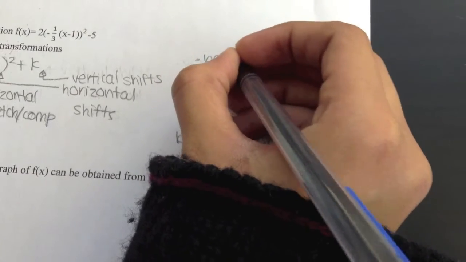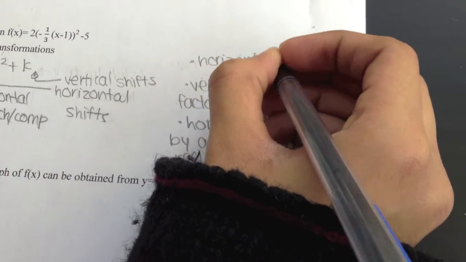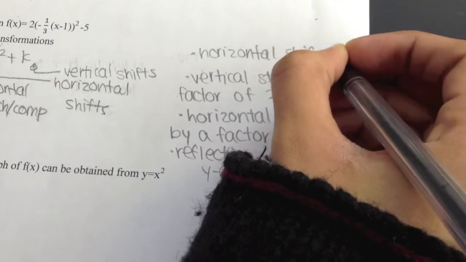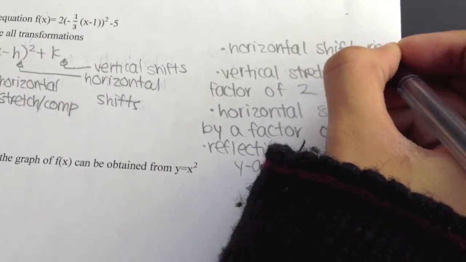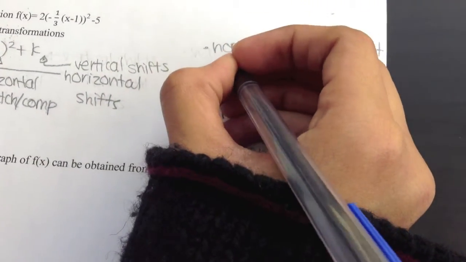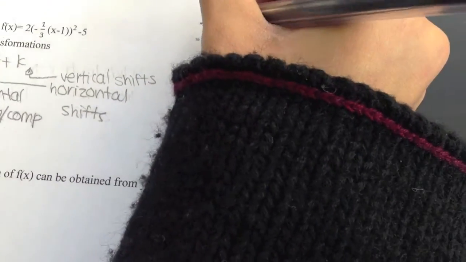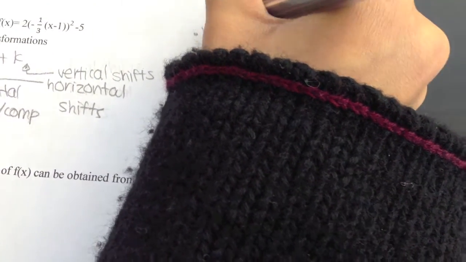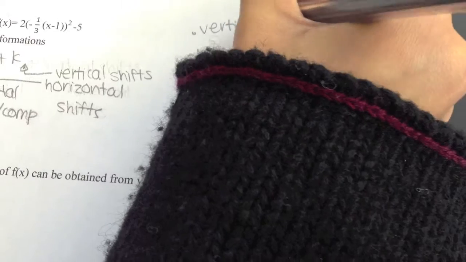Horizontal shift right 1. And lastly, a vertical shift down 5 units.